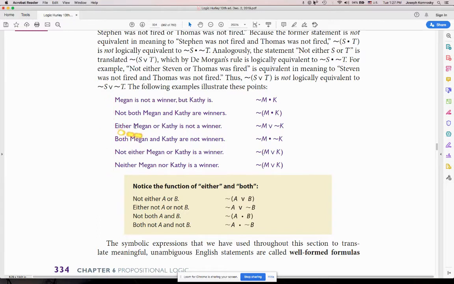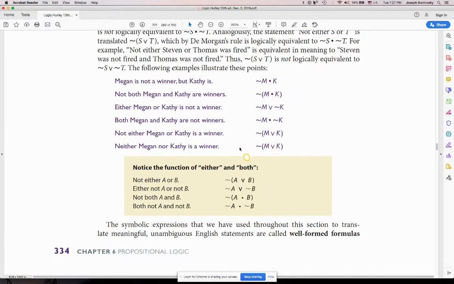Pay attention to either or both, or not either. So whenever you see not either, you know right away that's going to be a negation and parentheses. What about neither nor? So whenever I see neither nor, I know I'm going to have parentheses. What about not both? Not both, parentheses. And then you can look at the other ones for not the parentheses.